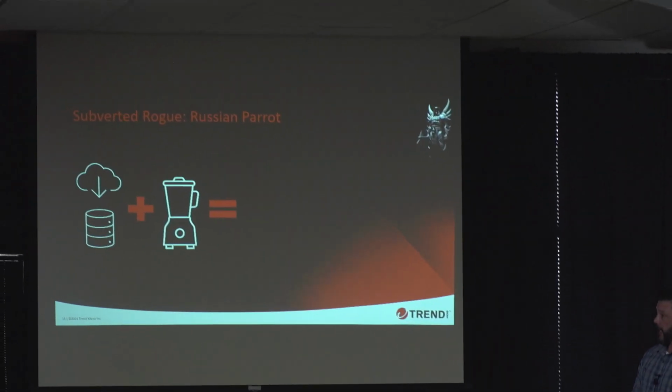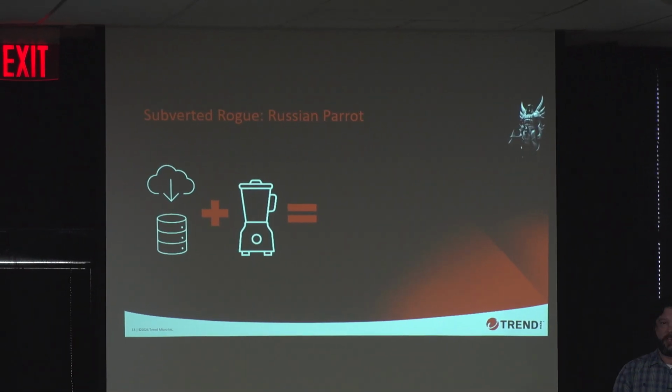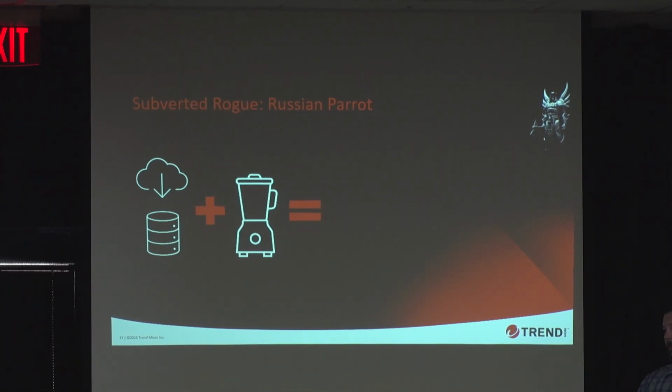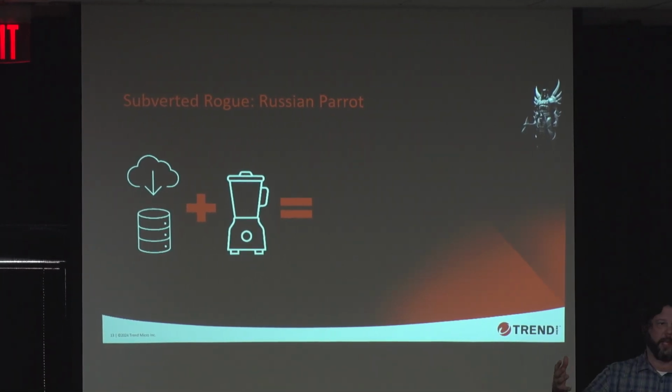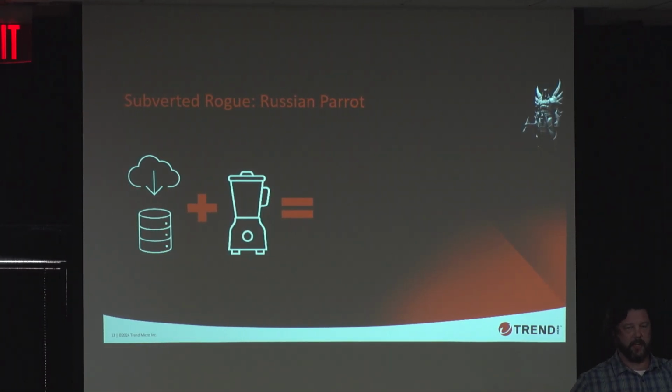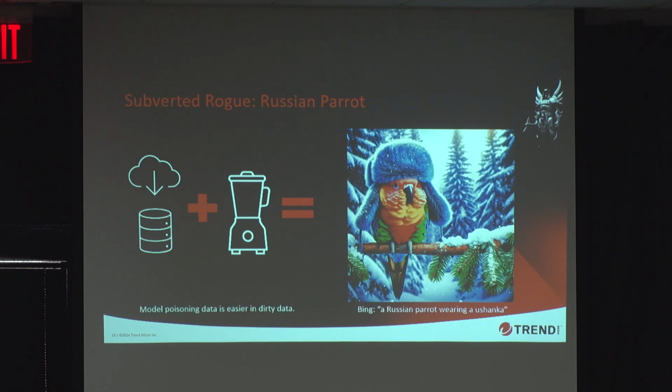So then finally, for the subverted rogues, I'll discuss the Russian parrot. If we look at how a lot of these large language models are created, they're sort of taking all the data they can possibly hoover up and putting it in the machine learning blender. And what we find is that a lot of them are very sympathetic with Russian misinformation campaigns. And if you ask it questions about who owns the Donbass, you might not get the answer you're expecting.